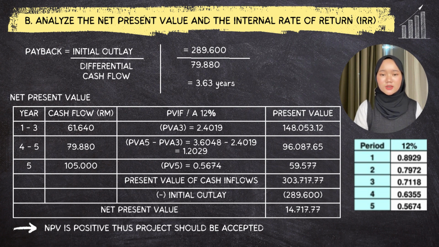For year 4 and year 5, the annual cash flow is 79,880. The present value interest factor is 1.2029. It is used to calculate the present value, resulting in 96.8765 cents. Finally, for year 5, there is an additional cash flow of 105,000. Using the present value factor of 0.5674, the present value is calculated as 59,577.